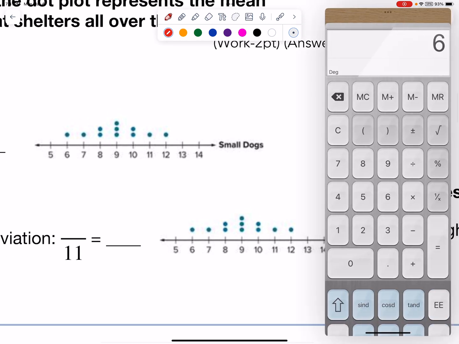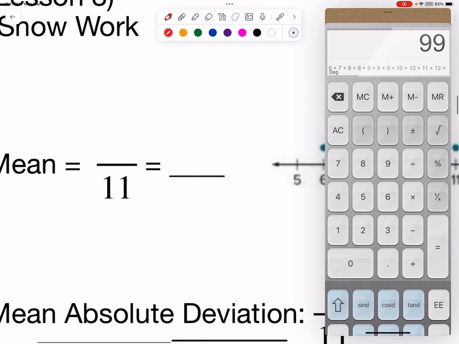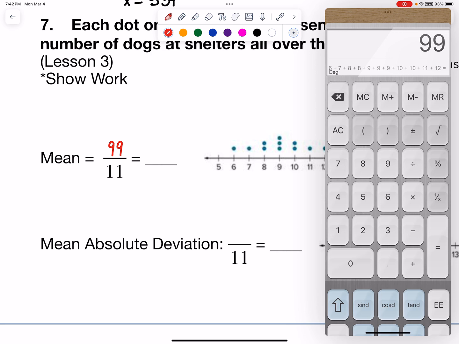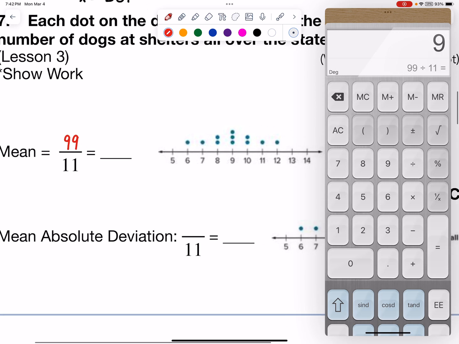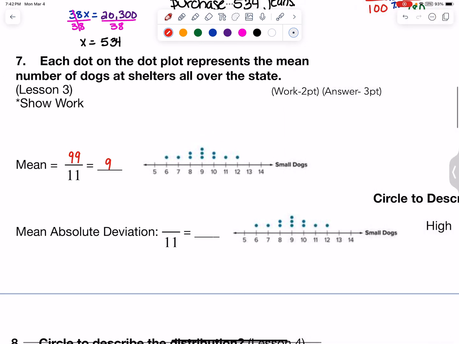Okay, and we have 6 plus 7 plus 8 plus 8 plus 9 plus 9 plus 9 plus 10 plus 10 plus 11 plus 12. Okay, and we get 99. So we have to write our sum up above, divide by 11. Okay, this is me showing my work. Divide by 11, and so my mean ends up being a mean of 9. And that makes sense because we have symmetrical data here.